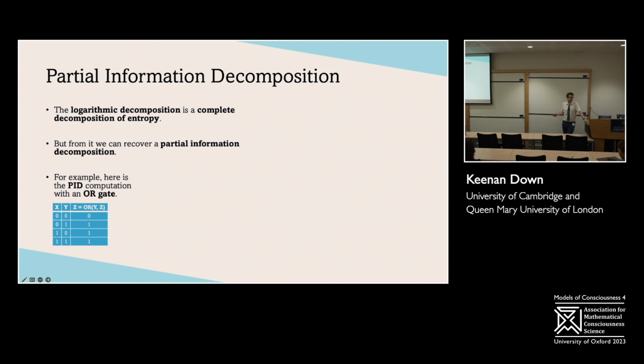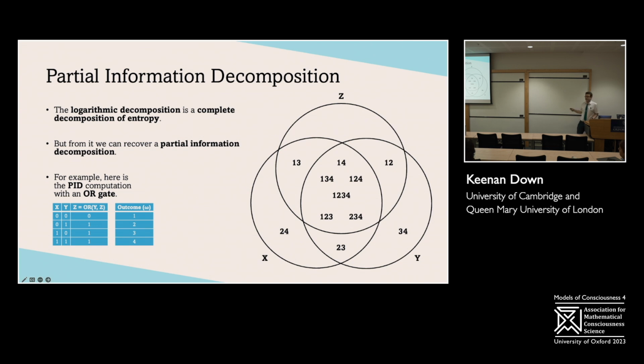So here's an example with an OR gate to really give you an actual idea. So we have a little OR gate down here. And then we're going to label each of the outcomes. And then when you actually draw this entire diagram, this is how the information is distributed between all of these three variables. All these little atoms are distributed like this. They all have an entropy, positive or negative. Add them all up, you get the right numbers out, right?